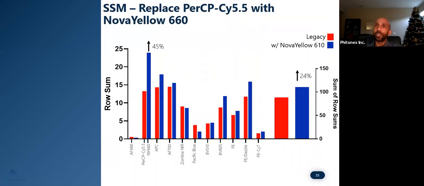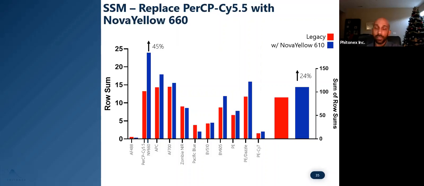When we look at the resolution via the spillover spread matrix, you see that adding in the NovaYellow 660 actually does increase the spread a little bit. That's because we're really just stacking those yellow detectors, so we've got our fluors a lot closer together. Also NovaYellow 660 tends to be quite a bit brighter than PerCP-Cy5.5, and brighter fluors usually have more spread. If you want to check out the brightness of all of our NovaFluors in comparison to the legacy fluors, you can go to phytonics.com.